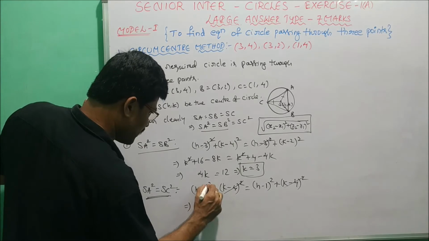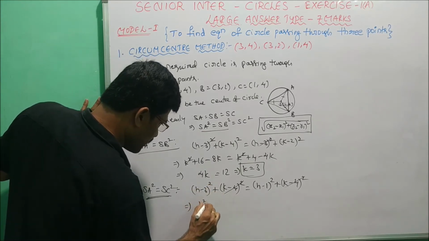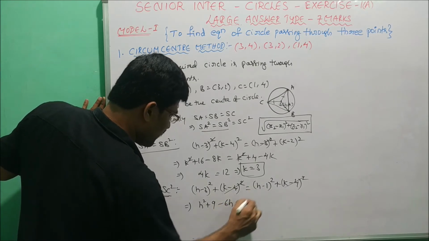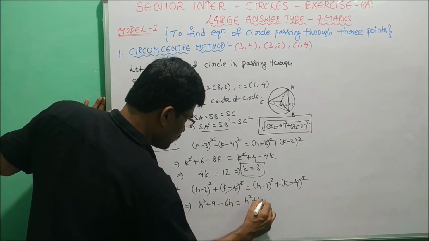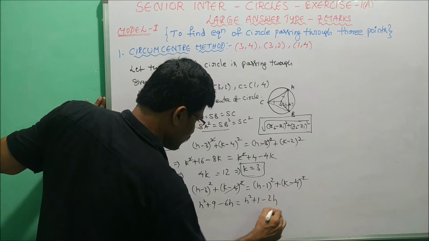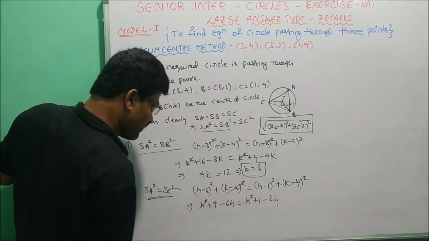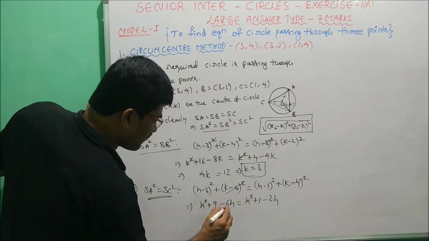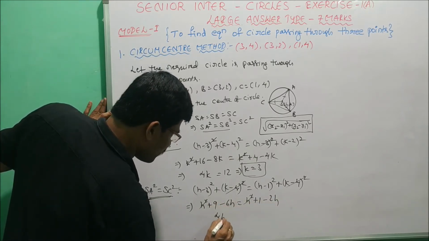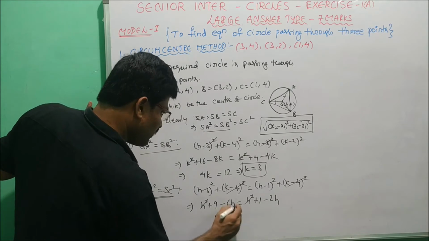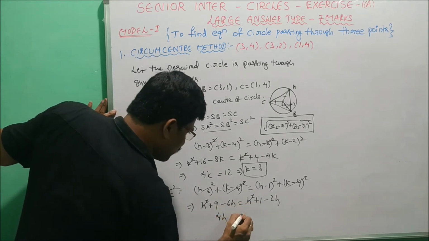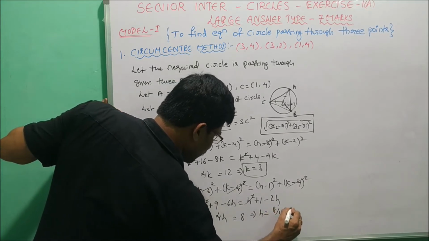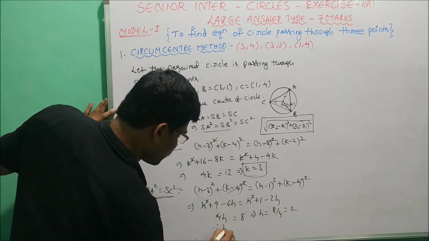Now it can be simplified: (H minus 3) whole square means H square plus 9 minus 6H. In the right side, H square plus 1 minus 2H. In both sides H square is also cancelled. We take minus 6H to the right side: plus 6H minus 2H, 4H. The 1 can be taken to the left side, 9 minus 1 is 8. So H equals 8 by 4, that is 2. So therefore H equals 2.